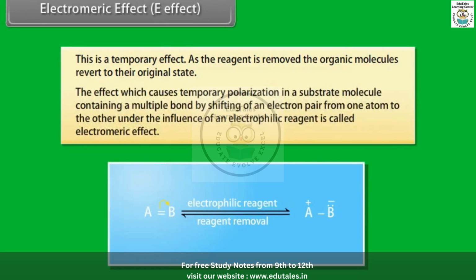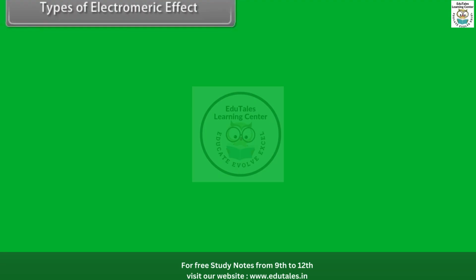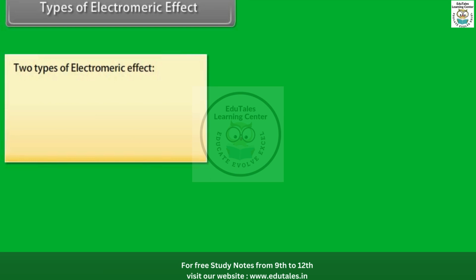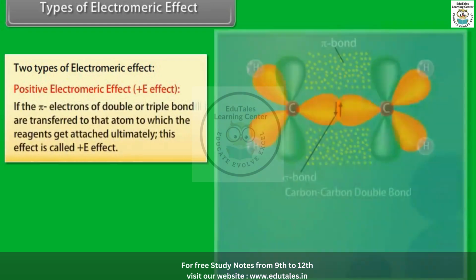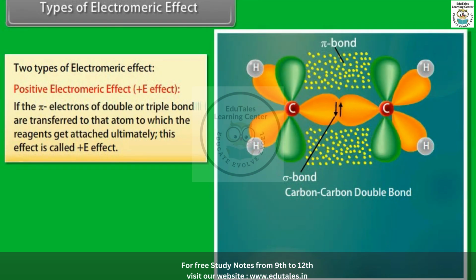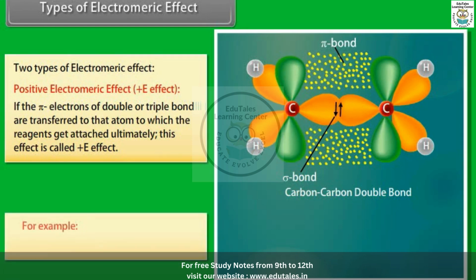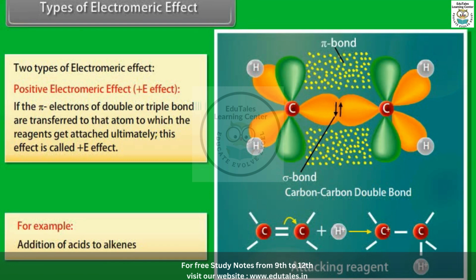The effect which causes temporary polarization in a substrate molecule containing a multiple bond by shifting of an electron pair from one atom to the other under the influence of an electrophilic reagent is called the electromeric effect. Types of electromeric effect. There are two types. Positive electromeric effect, positive E effect: if the pi electrons of a double or triple bond are transferred to that atom to which the reagent ultimately gets attached, this effect is called positive E effect. For example, addition of acids to alkenes.